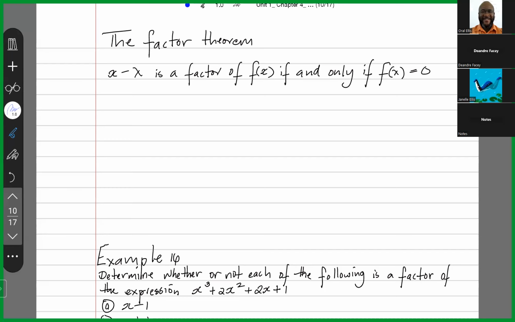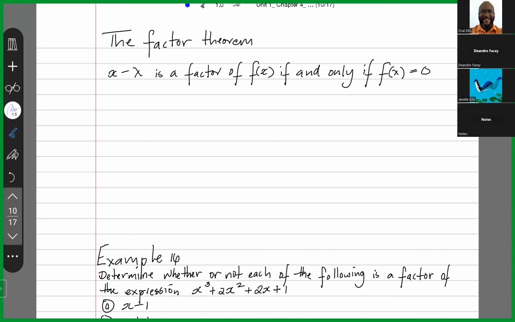All right, so next we're going to look at the factor theorem. Essentially, the factor theorem says that x minus lambda is a factor of f of x if and only if f of lambda is equal to 0.